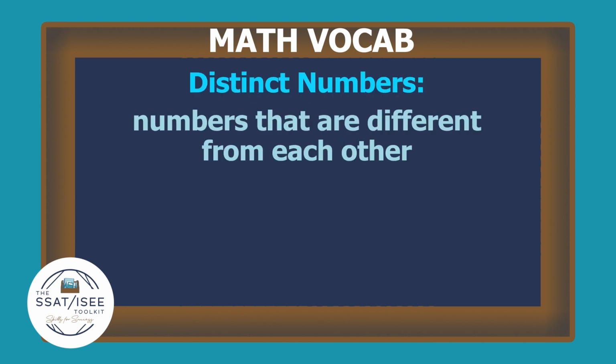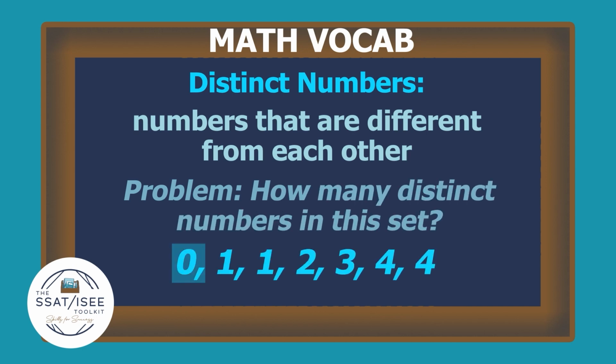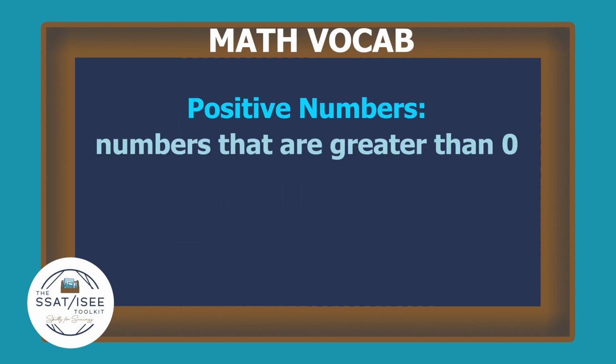Distinct numbers are numbers that are different from each other. In this problem, there are 5 distinct numbers because 0, 1, 2, 3, and 4 are all different from each other.